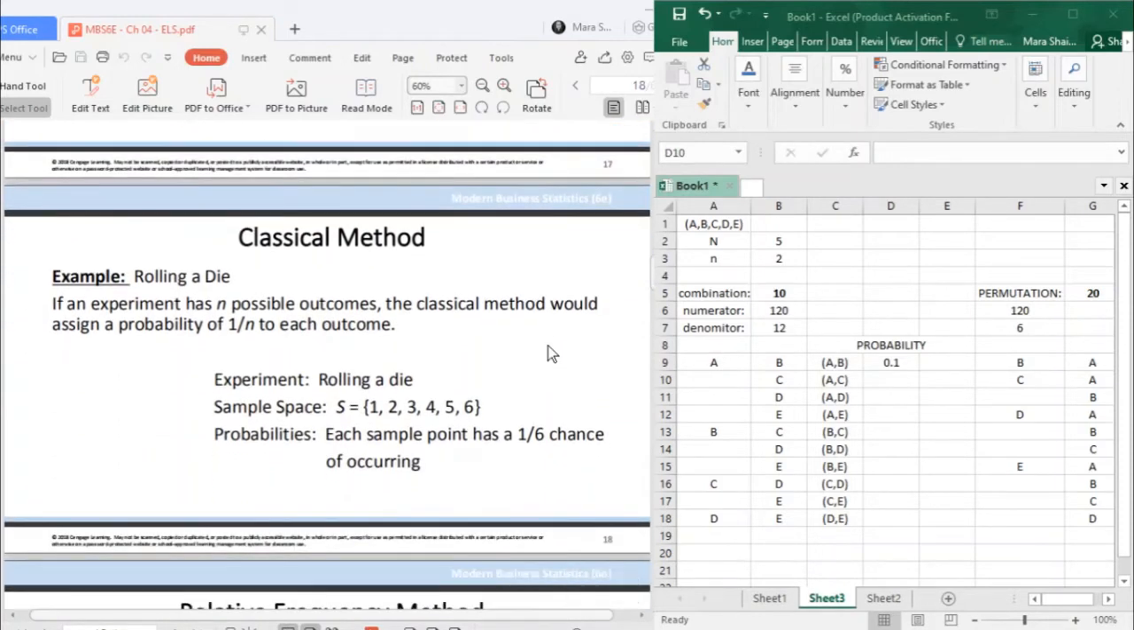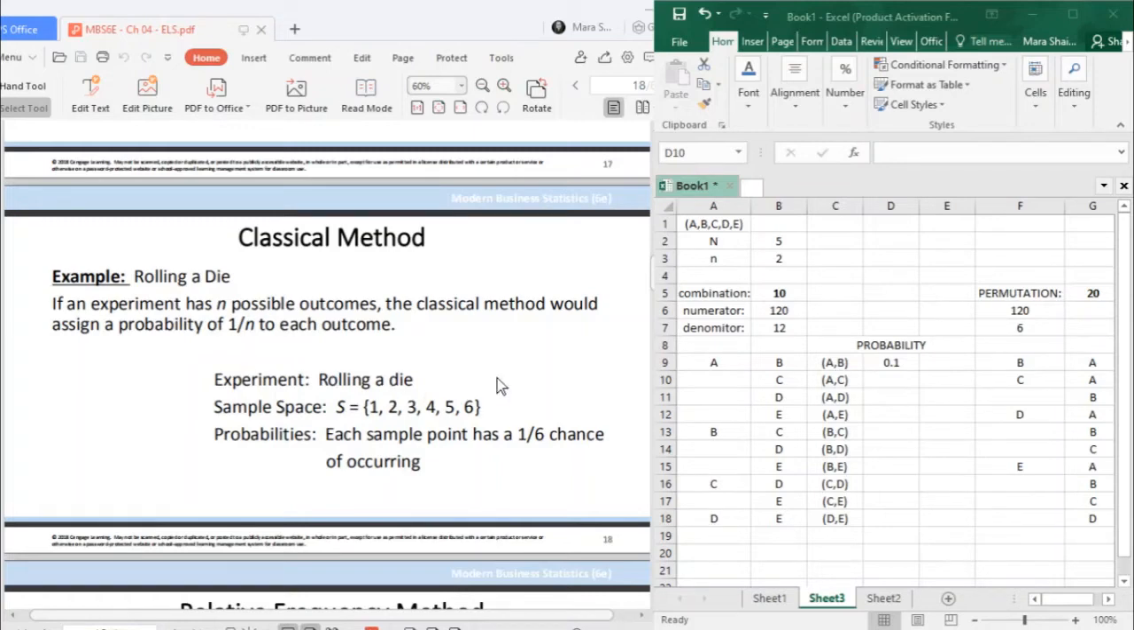Now, here, classical method, again, as mentioned, all outcomes have equal chances of happening. Therefore, when you assign a probability, it is simply 1 divided by your n. Meaning, pila kabuok imuhang experimental outcomes. So, in this case, ang experiment is rolling a die.